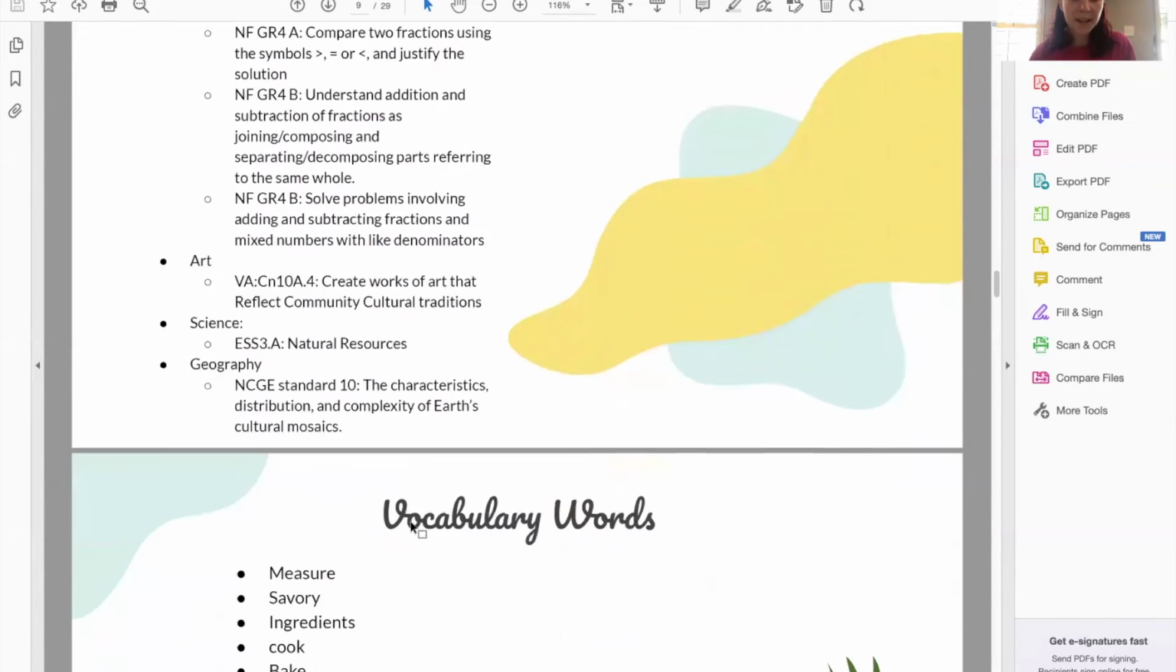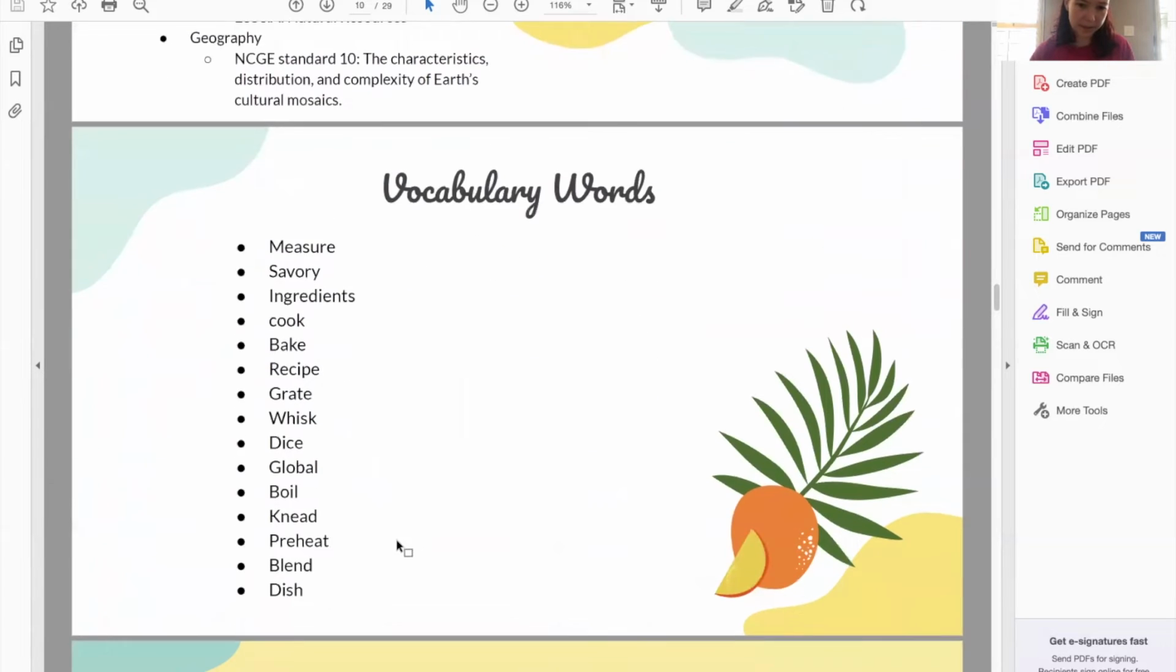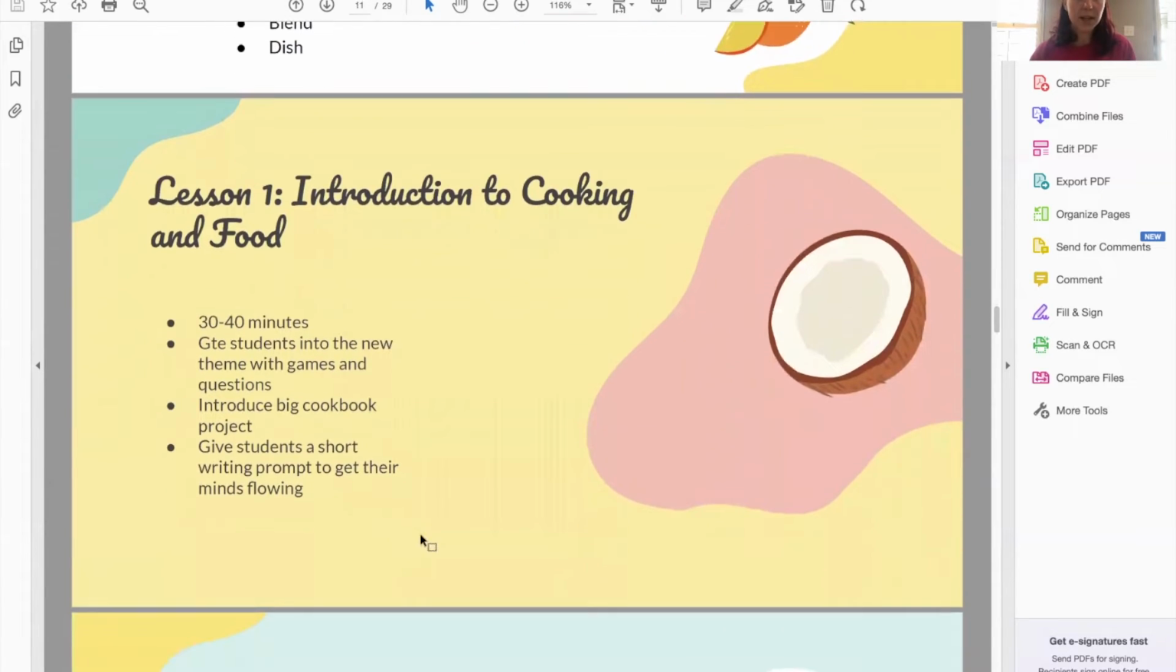That's really cool. Here are my vocabulary words again. I'll skip past that. Okay, so here we go into the lesson. Our first lesson of this unit would be Introduction to Cooking and Food, which would be probably 30 to 40 minutes. I'm just realizing I have a spelling mistake. I'm so sorry. So it's getting students into the new theme with games and questions.